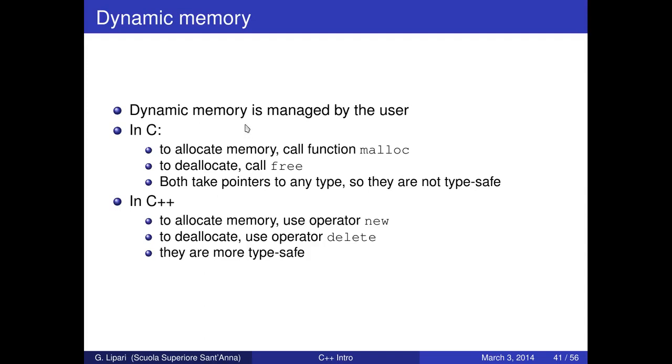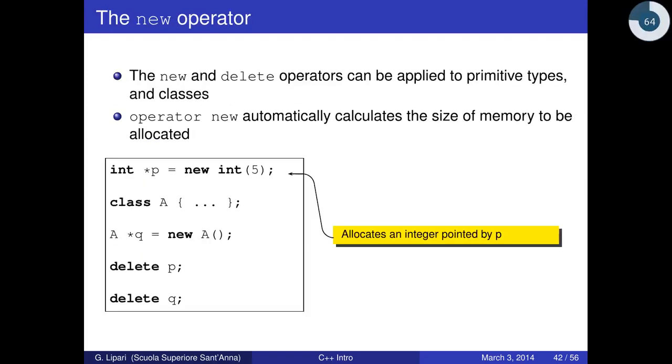In C++, instead of malloc and free, you use two different keywords. Actually, they are operators: you use operator new, and to deallocate, you use operator delete. They are more type safe, because new looks at the type of the object you are going to create, and delete looks at the type of the object you want to destroy. New and delete can be applied to primitive types, so you can allocate memory for integers, or to classes. The new operator automatically calculates the size of the memory to be allocated, so it's also safer for this reason, because the calculation is done automatically. So here, new int(5) creates memory for one integer and initializes it to value 5, and the address of this integer is stored into p.